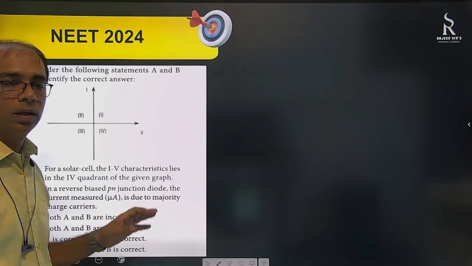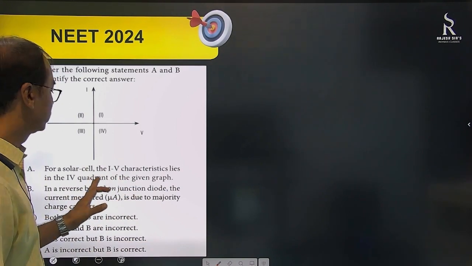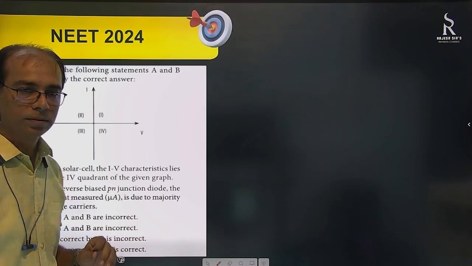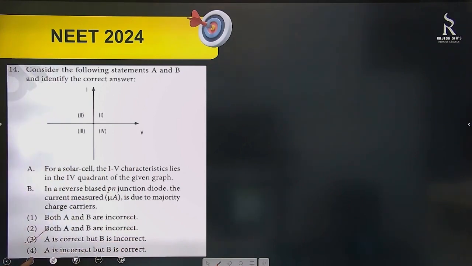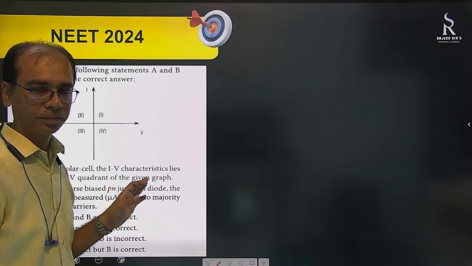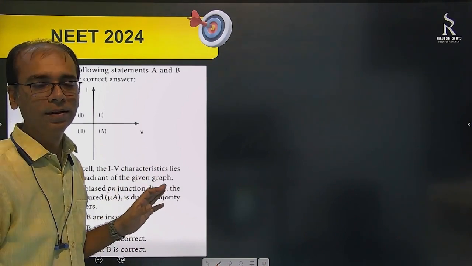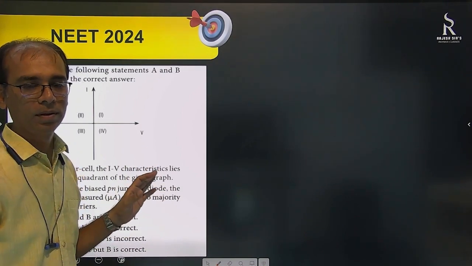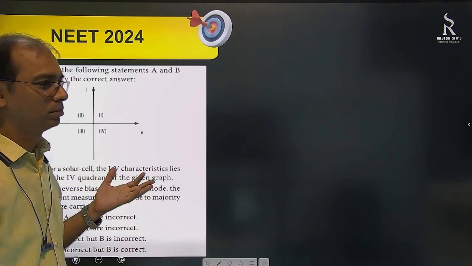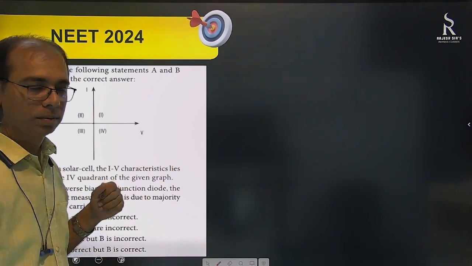The first one is that the IV characteristic of a solar cell is in the fourth quadrant. Yes. What type of question is this? You have to remember it. It's not directly formula based. You have to remember. It's easy, a moderate question.